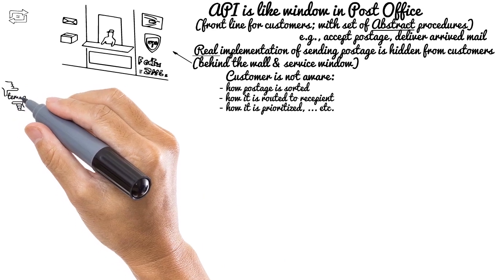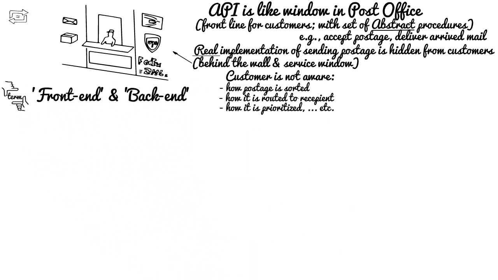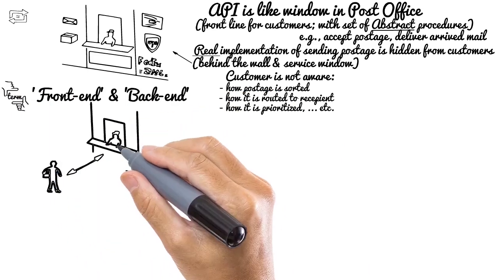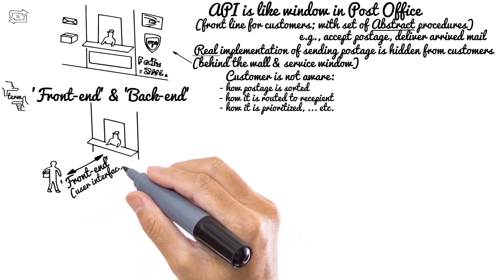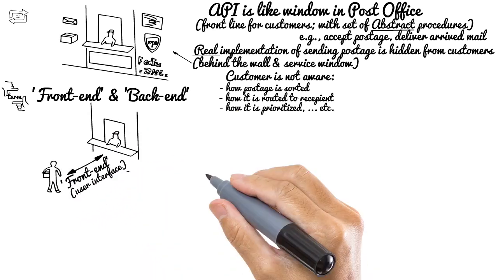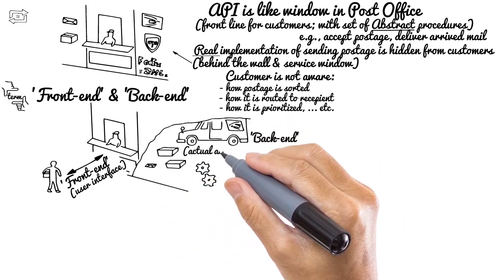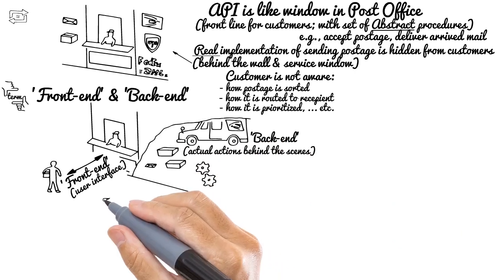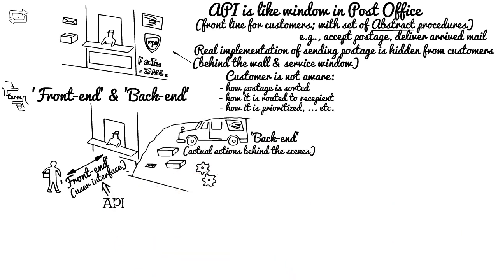Other terms which are relevant to our discussion are front-end and back-end. These terms simplify a concept used in lots of fields, where front-end refers to the user interface or to communication with other systems, while back-end means the actual actions behind the scenes, to receive requests and deliver processed information via the front-end. So API, as a set of functions, is our front-end.